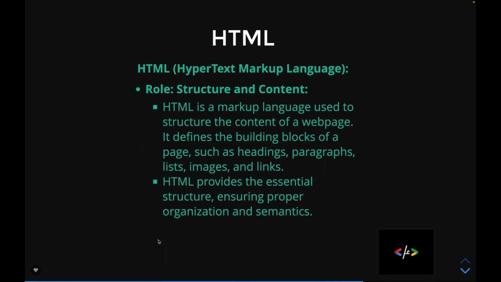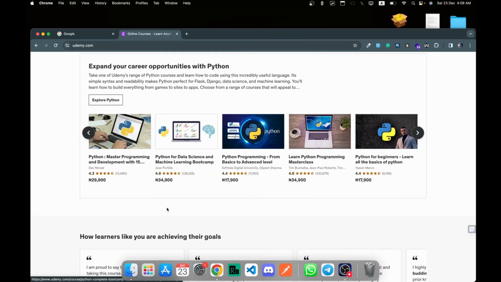So let's talk about the front end technologies. The first one is the HTML, that is hypertext markup language. Basically, the HTML is for the structure and the content of the website. It is a markup language used to structure the content of the website. It defines the building blocks of a page, such as the headings, the paragraph, list, images, and all other things that may be contained in a website.